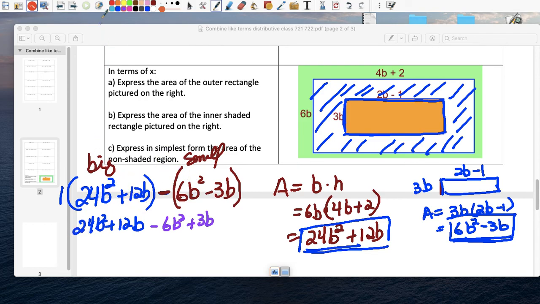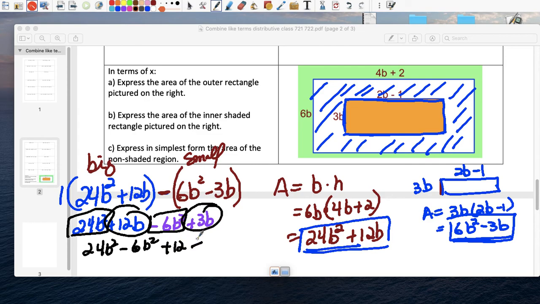Combine like terms? Yeah, we can combine some. We got this guy over here, 24b squared, and this guy over here, the like term, minus 6b squared. And then we have plus 12b and then plus 3b. The rest is easy. 24 minus 6 is 18b squared. And 12b plus 3b is just 15b. That's my final answer. So the area that I have left over after somebody cut out the rectangular area from my sheet of paper is 18b squared plus 15b. Okay.